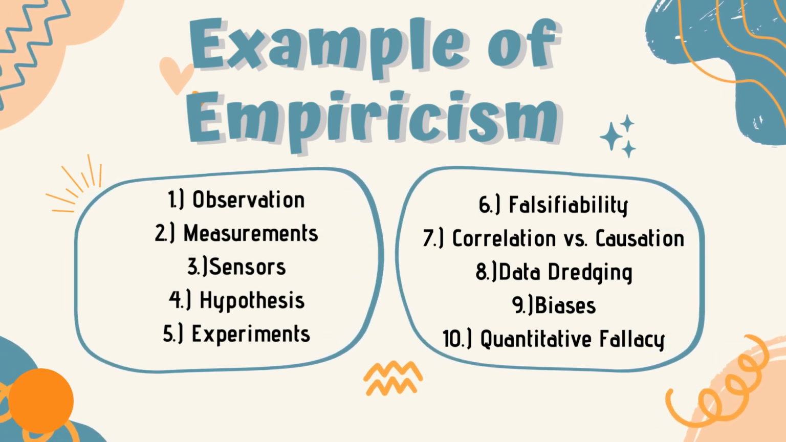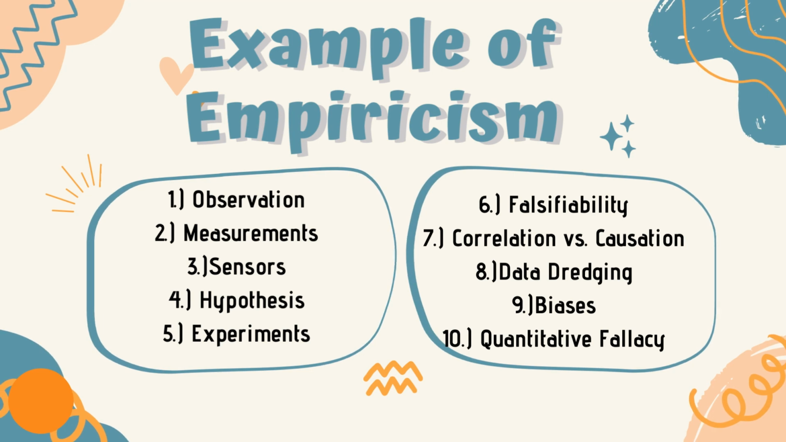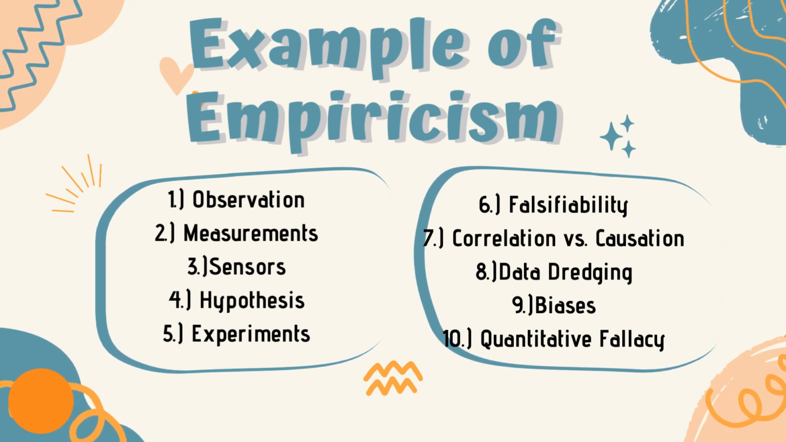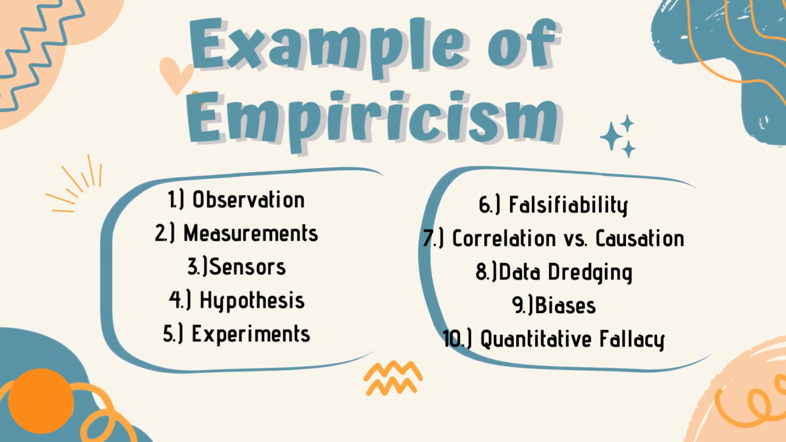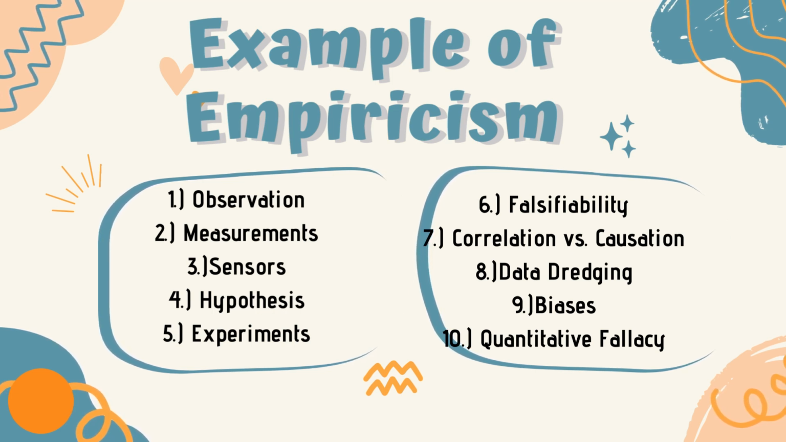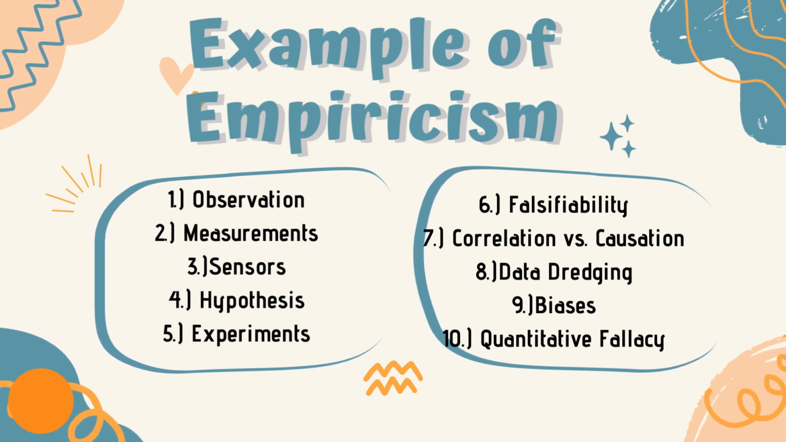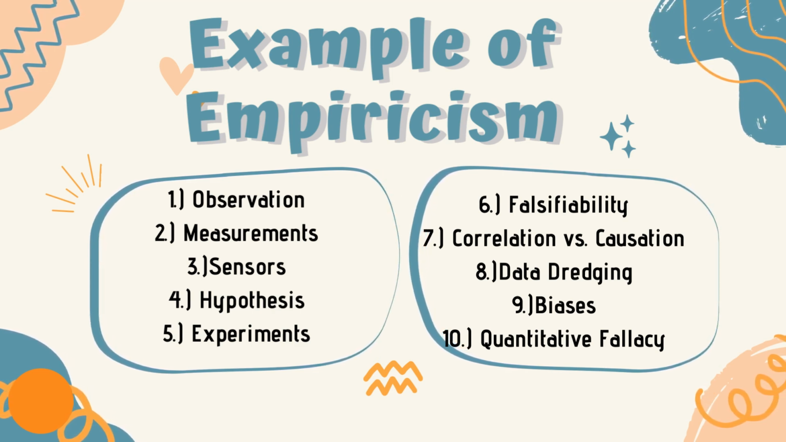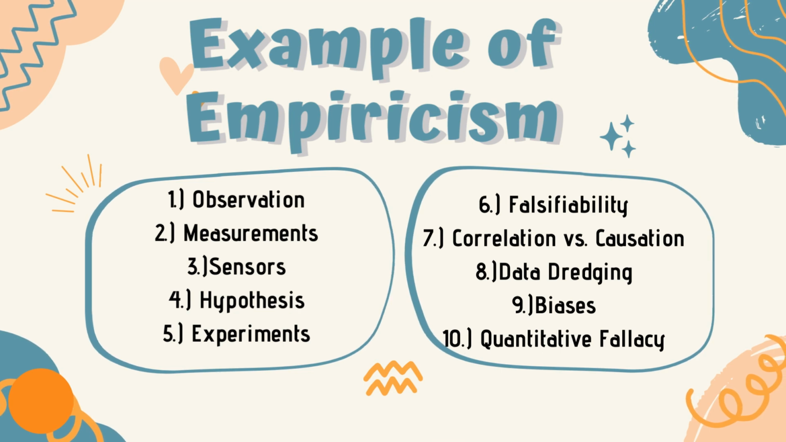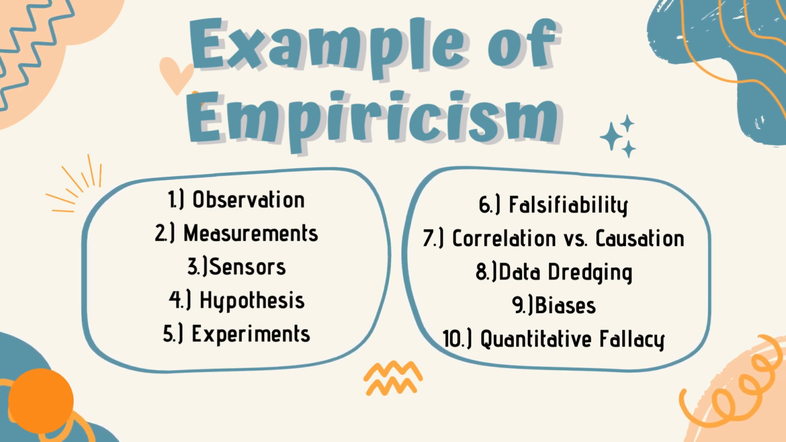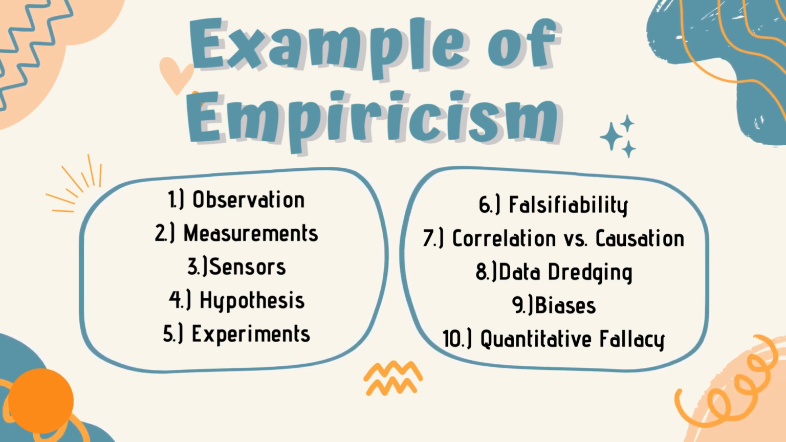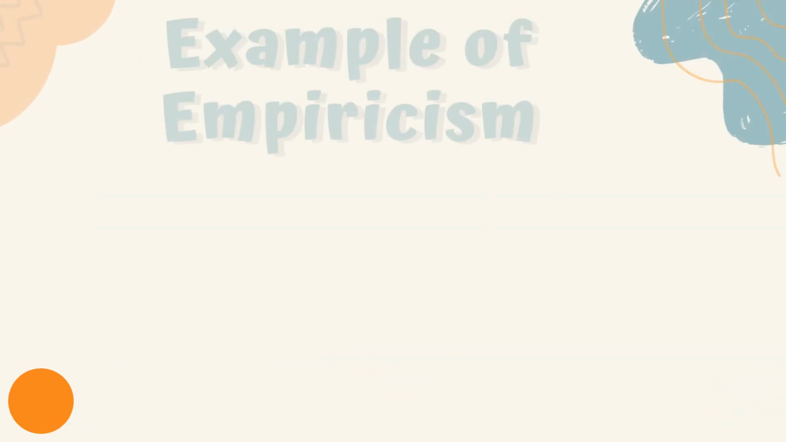So here are the examples of empiricism. Number one, observation, measurements, sensors, hypothesis, experiments, falsifiability, correlation versus causation, data dredging, biases, quantitative fallacy. Now, what do these mean?